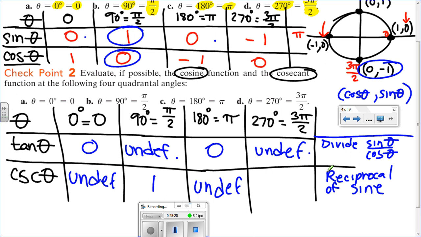You cannot shout the answer until you're verbally recognized. Okay, well, it's now -1, right? Yes, because the reciprocal of this is still -1.